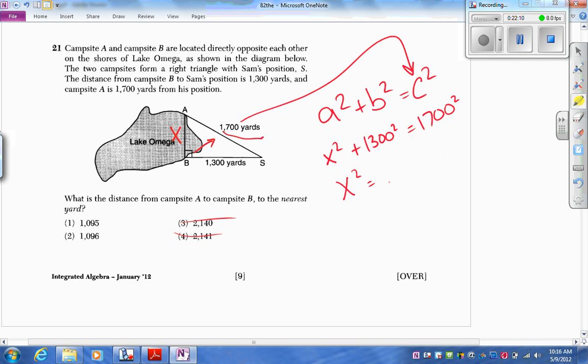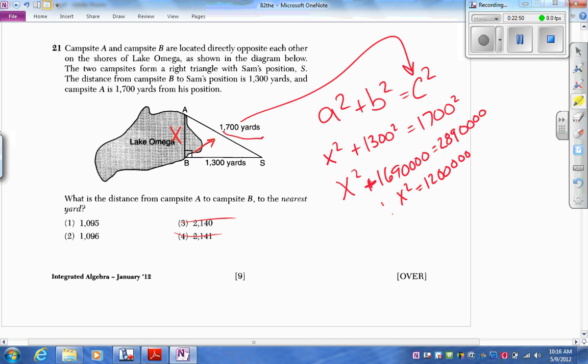X squared equals 1300 squared, which is 1,690,000, plus... equals 1700 squared. 17 squared is 289 and 4 zeros. And if I subtract off 169 and 4 zeros, I get x squared equals 120 and then 4 more zeros.